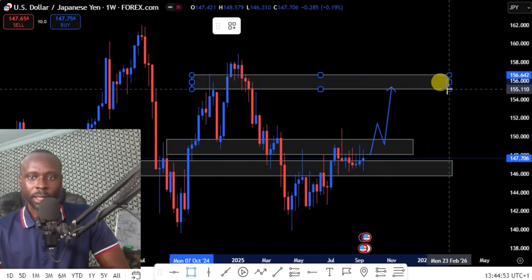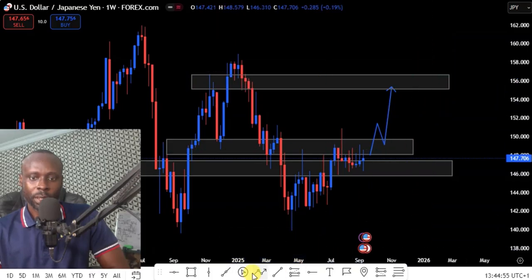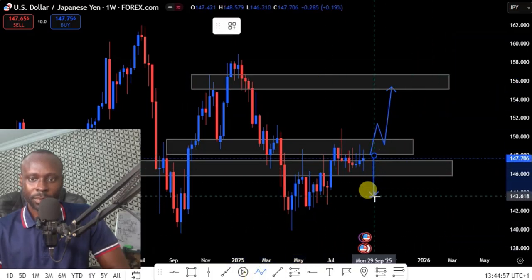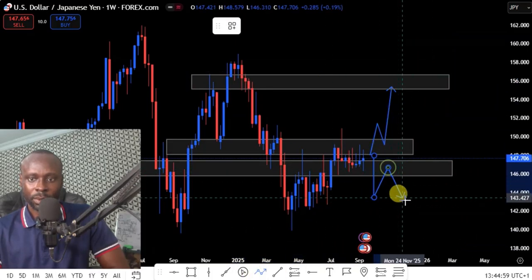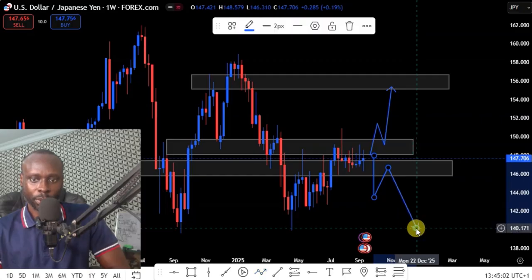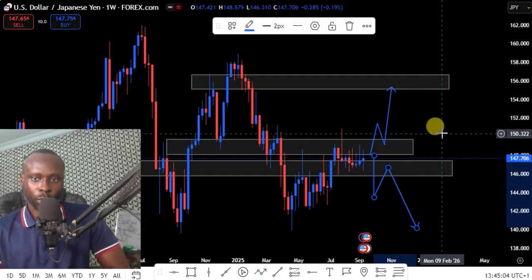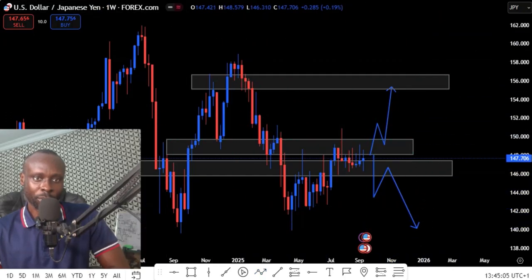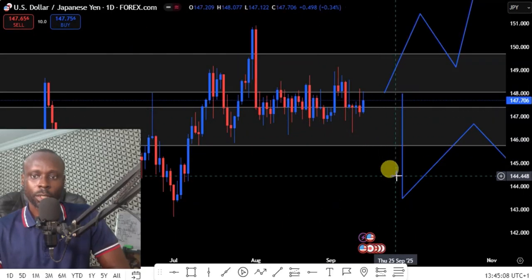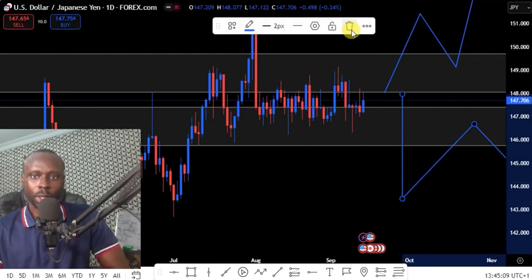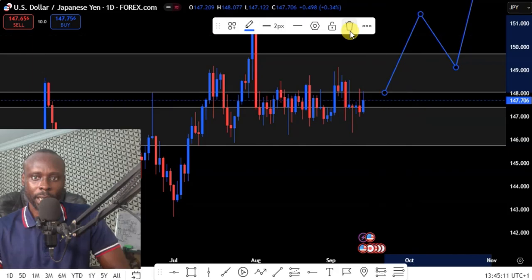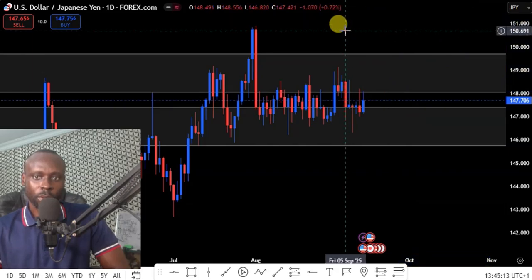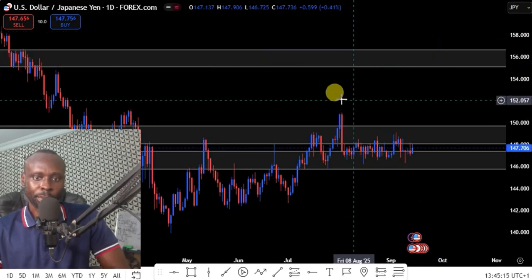Then for the sell scenario, we need a break below this level, then wait for retest, then we start looking for possible selling opportunity for the USDJPY. So USDJPY for now still remains neutral. We have no clear direction on USDJPY. So we have to wait for price to clear out all these levels for us to start looking for possible buy or sell opportunity on the USDJPY.